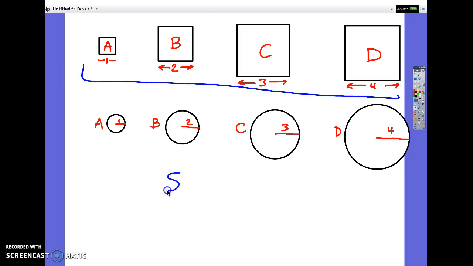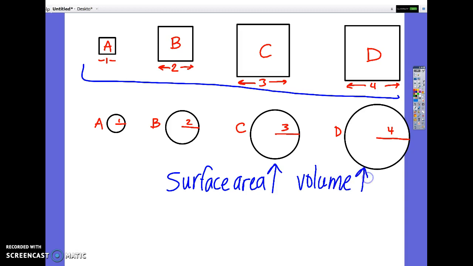As a shape gets bigger, the surface area is going to go up, and the volume is also going to go up. In other words, the amount of surface to cover it is going to increase, and the amount contained inside of it is also going to increase. However, the rule is that volume increases faster than surface area. In fact, volume increases by the 3rd power, and surface area only increases by the square.